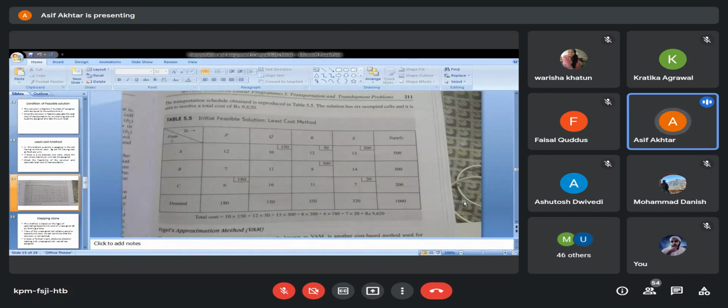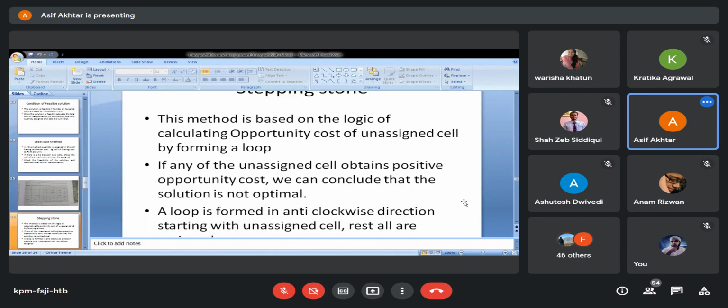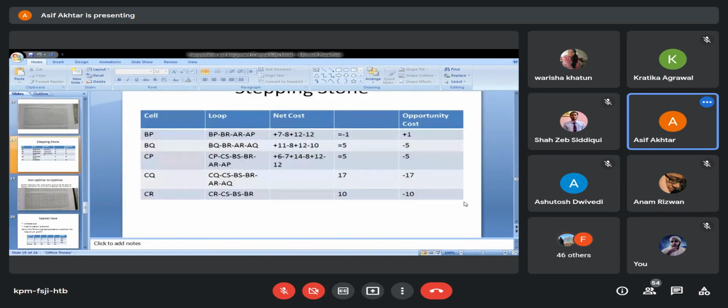Now recall the anatomy of the method which I have discussed with you. For stage 2, that is optimal solution, how many methods do we have? Two methods. Can you recall the names of the two methods? Stepping stone method and Modi method. So let me first of all focus on the stepping stone method. What is this stepping stone method all about?